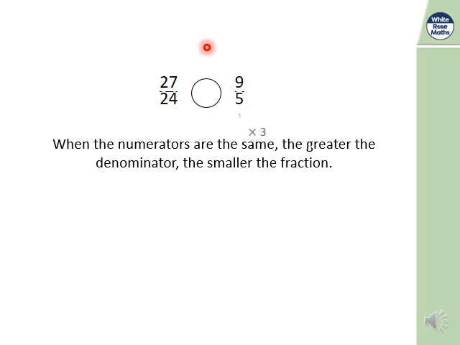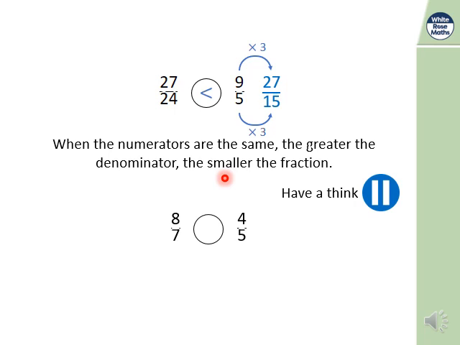Let's have a look and see. Well, for our 9/5, we can see that 9 and 27 are in the 9 times table, and we could change our 9 to 27 by timesing by 3. And whatever we do to the top, we must do to the bottom. So we would multiply that, changing it to 27/15. And let's go back to our rule. When the numerators are the same, the greater the denominator, the smaller the fraction. So 27/15 is smaller than 9/5.